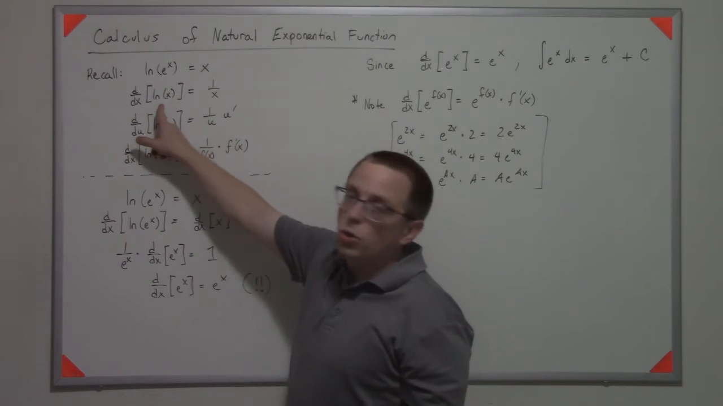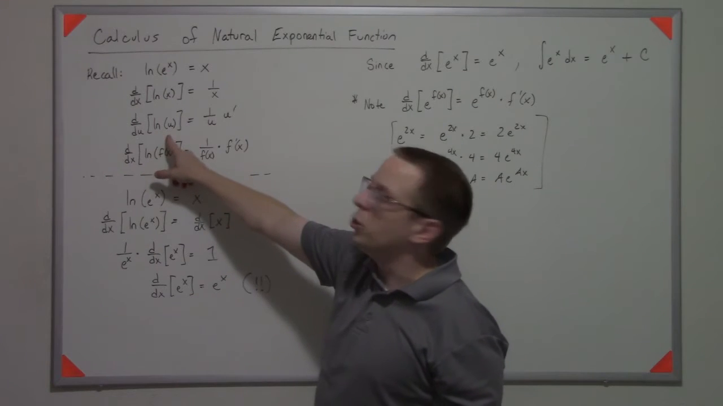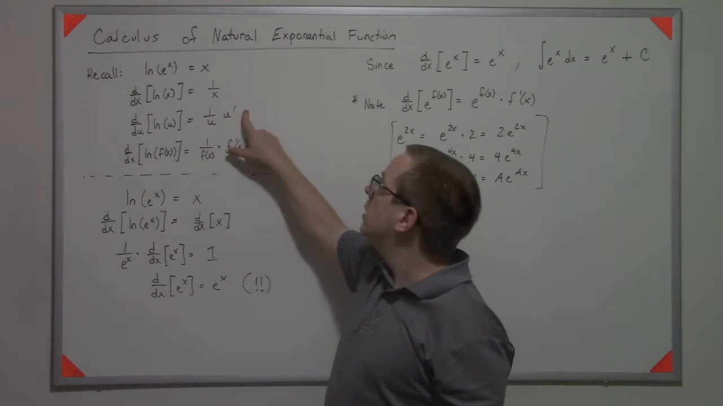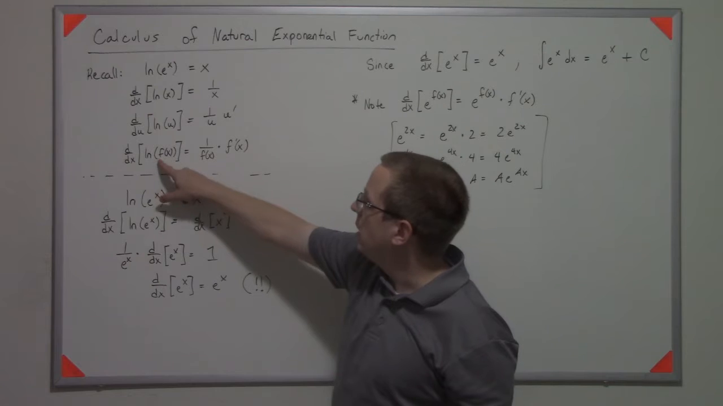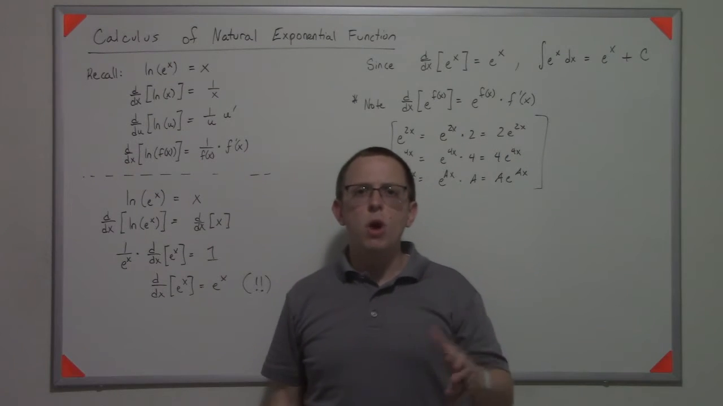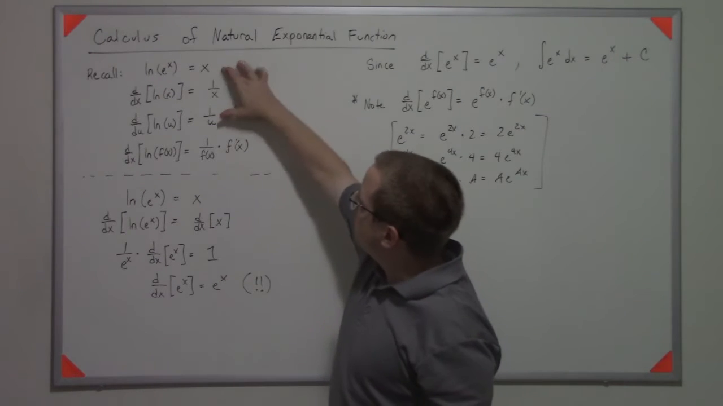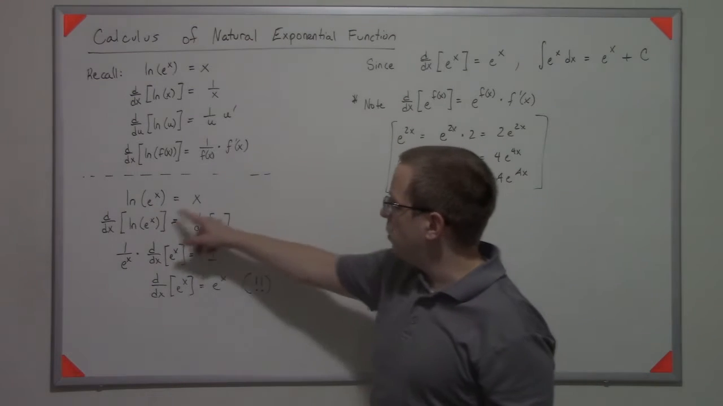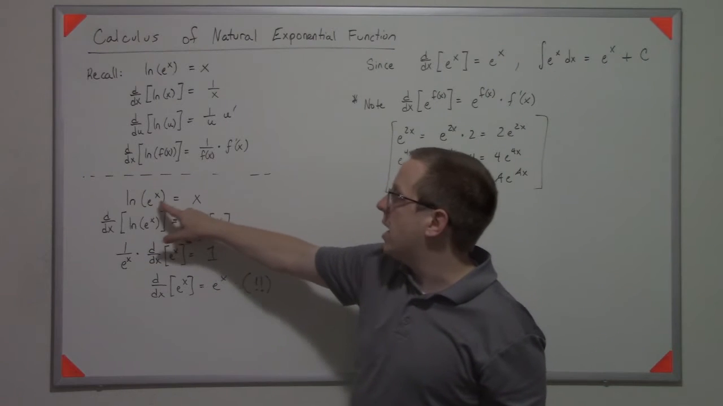We also know that the derivative of the natural log is 1 over x, and that in general the derivative of the natural log of something is 1 over something times the derivative of that something. Another way to write that is simply 1 over the function times the function's derivative. So knowing this, we can set up this statement here, and we can take the derivative of both sides.